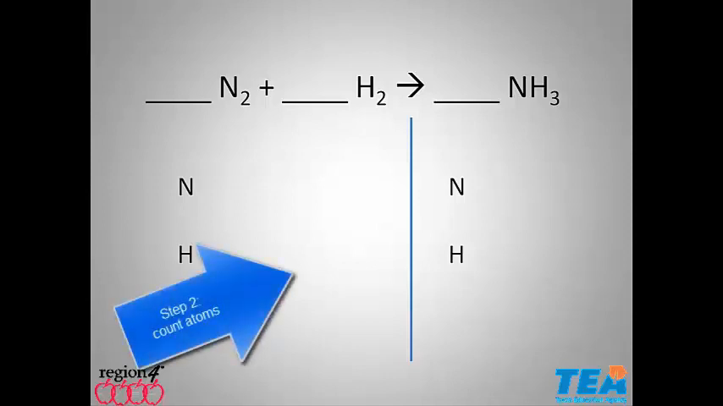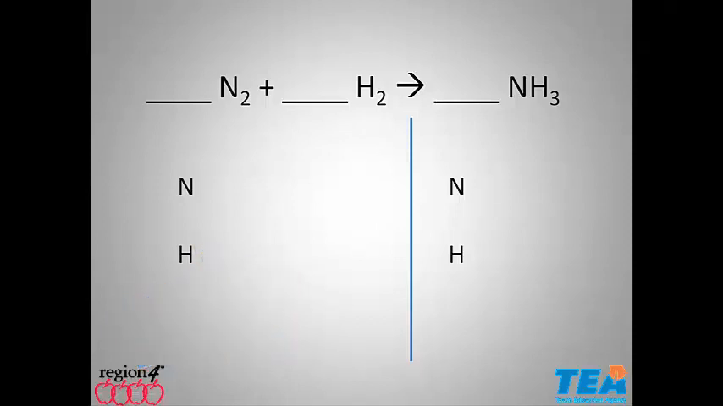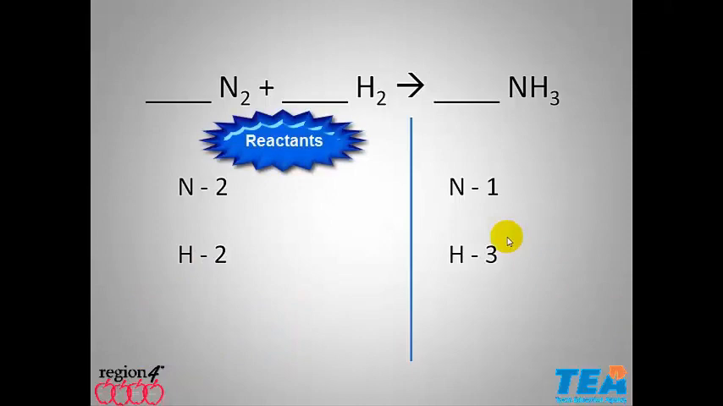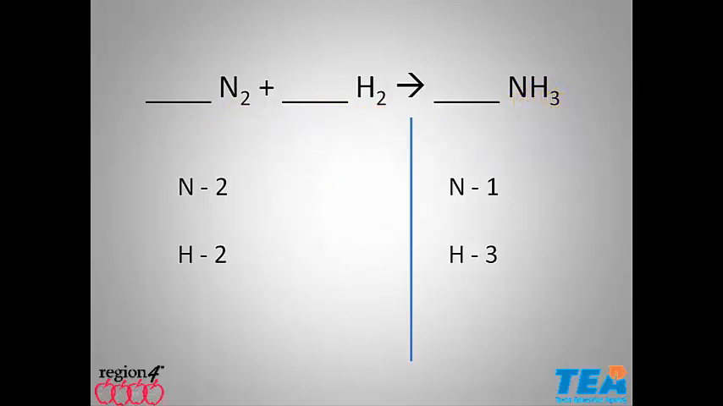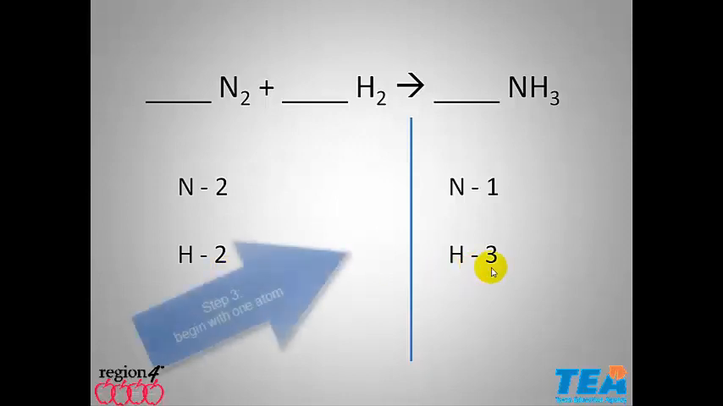The next step is to count how many atoms there are to begin with. So you can see that there are 2 nitrogen atoms on the left, on the reactant side, and there are 2 hydrogen atoms. On the product side, we have 1 nitrogen atom and 3 hydrogen atoms. When you look at the count of nitrogen atoms and hydrogen atoms, you notice that neither is balanced because there are 2 nitrogen atoms on the left and 1 on the right. That is not balanced. The same goes for the hydrogens. There are 2 on the left and 3 on the right, and that also is not balanced.